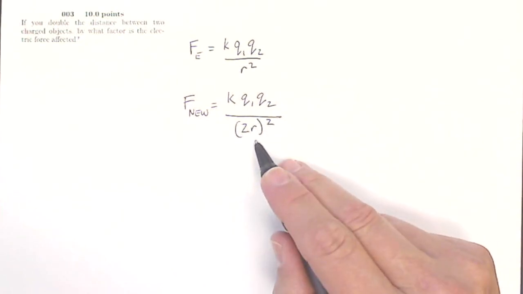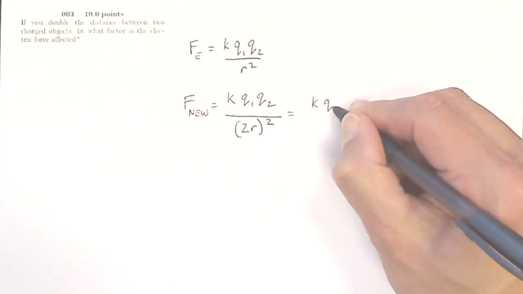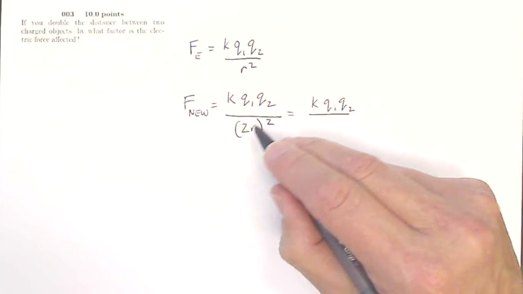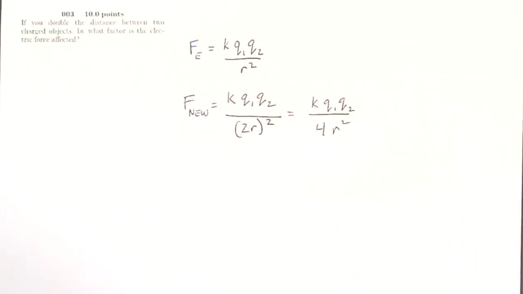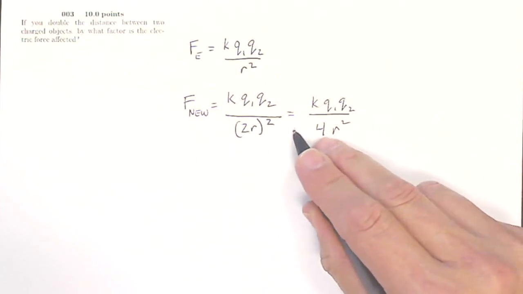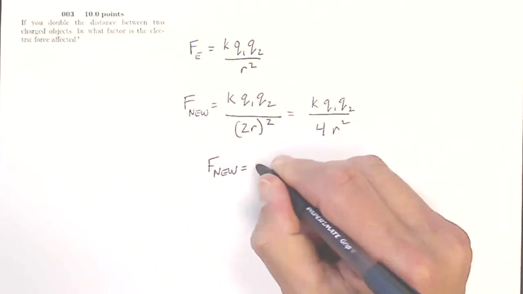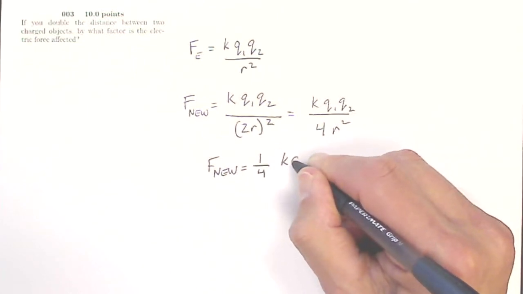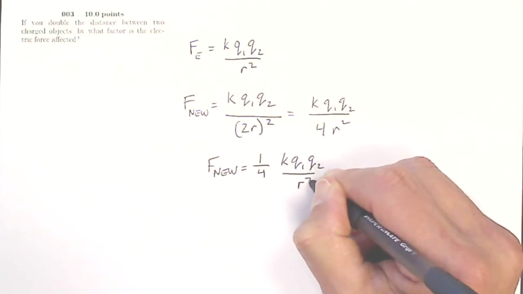So if I take 2R squared, that would be the same thing as K Q1 Q2 over 2R squared. That's 2 squared R squared, so that is going to be 4R squared. Well, what I can do is pull this 4 over to the side, and I will say that my new force is going to be 1 over 4 times my original, K Q1 Q2 over R squared.